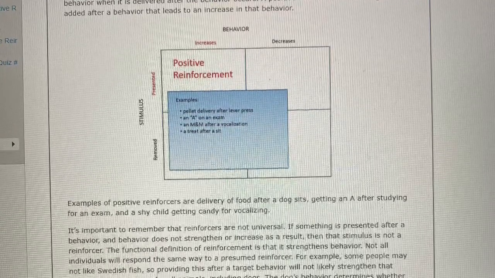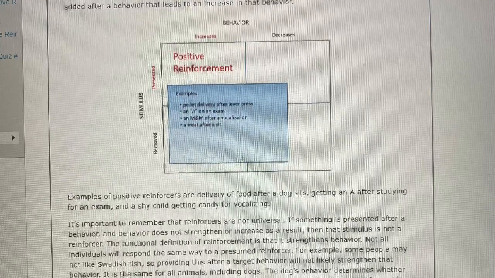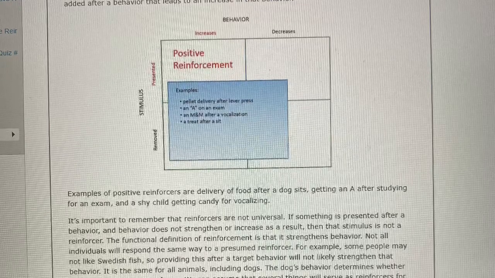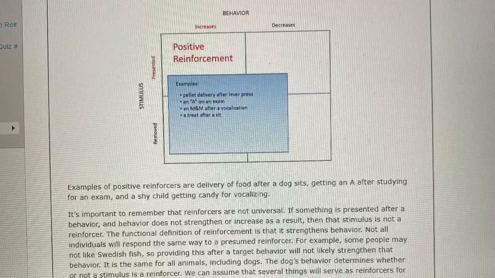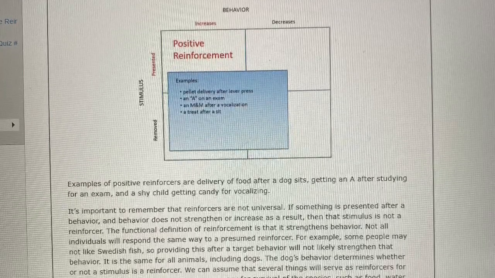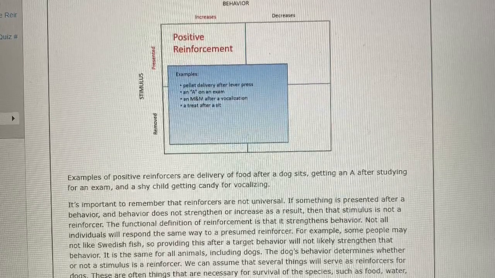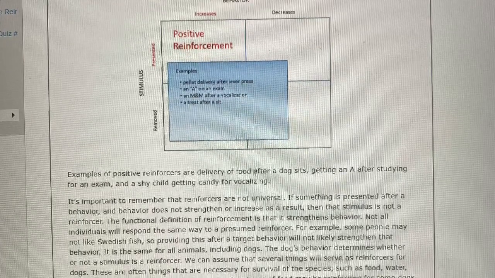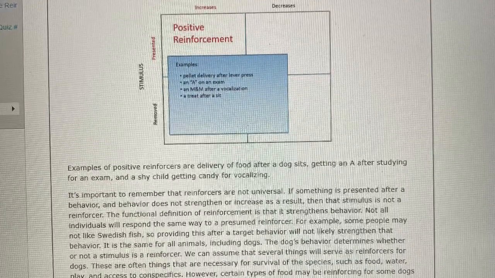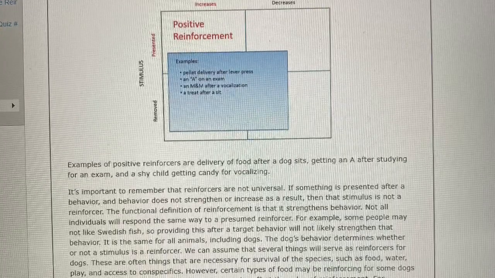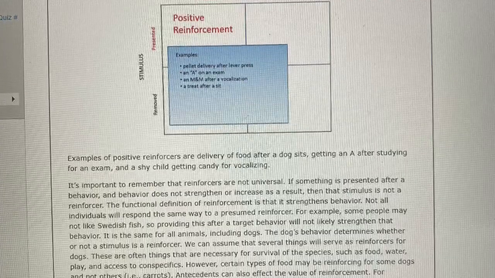It's important to remember that reinforcers are not universal. If something is presented after a behavior and the behavior does not strengthen or increase as a result, then the stimulus is not a reinforcer. The functional definition of reinforcement is that it strengthens behavior. Not all individuals will respond the same way to a presumed reinforcer. For example, some people may not like Swedish fish, so providing this after a target behavior will not likely strengthen that behavior. It is the same for all animals, including dogs. The dog's behavior determines whether or not a stimulus is a reinforcer.